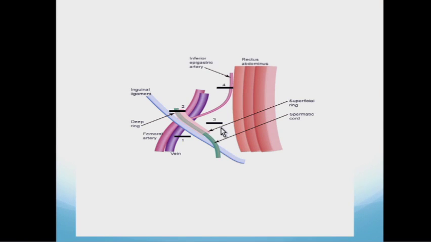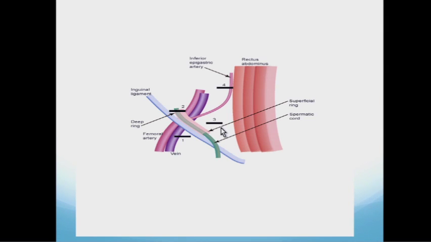Have the patient Valsalva 2 or 3 times, and then slide your transducer more proximally, slide it north to find the inferior epigastric artery. That will be the marker for your deep ring and will be the point where an indirect hernia comes into the inguinal canal and slides down the inguinal canal.